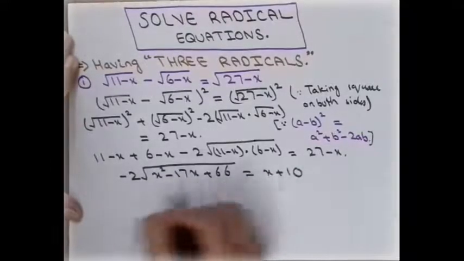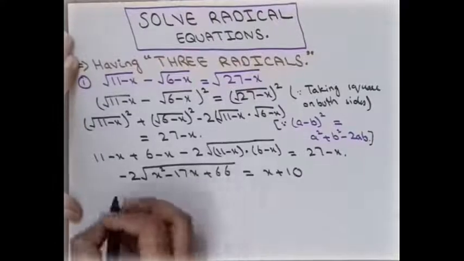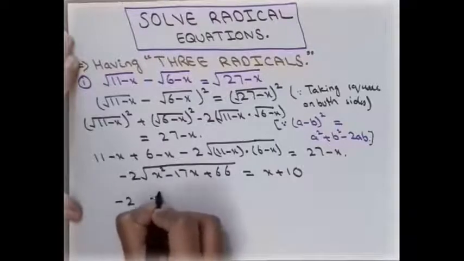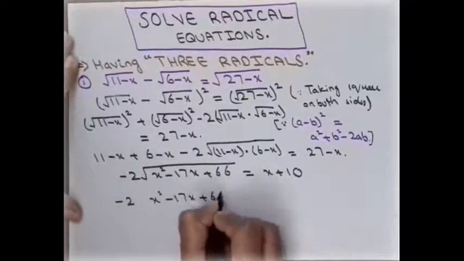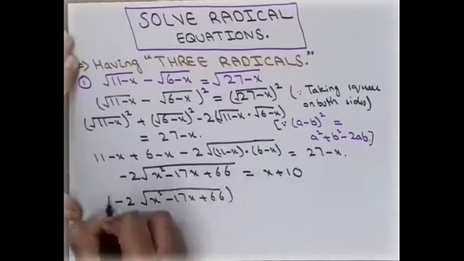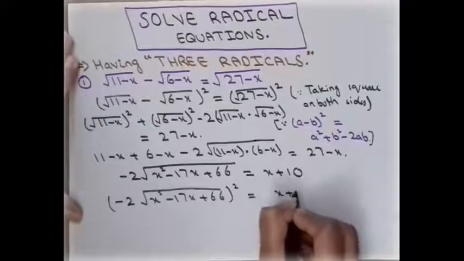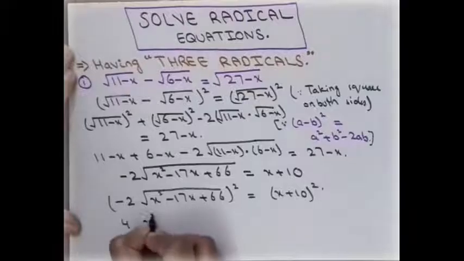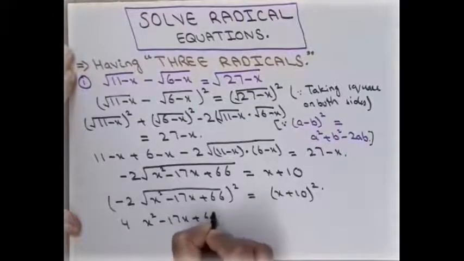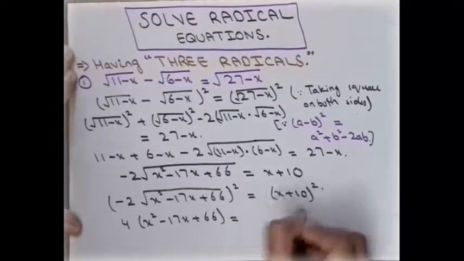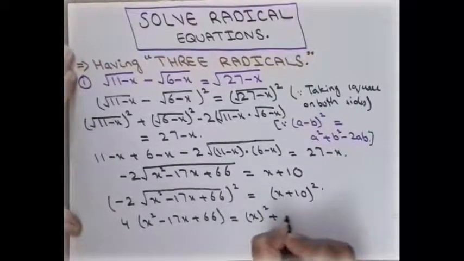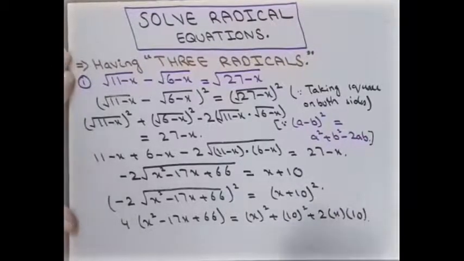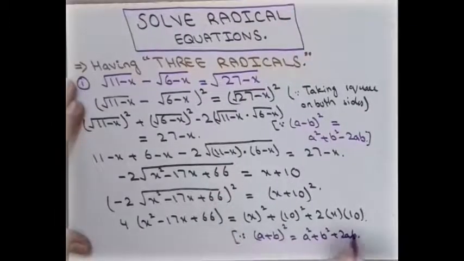Here is another square root, so we have to remove this radical. For this we take the square on both sides again, so (√(x² − 17x + 66))² and on the other side (x + 10)². The square of −2 will be 4, so we are left with this term, 4 times (x² − 17x + 66), and here we open using the formula x² + 10² + 2x into 10. So in this step we use this formula.